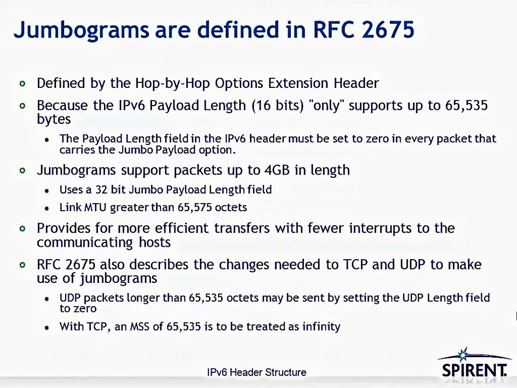So that will provide for more efficient transfer of data with fewer interrupts to the communication hosts, so they can process one larger packet rather than a large number of smaller packets. There's also changes that would need to take place to support Jumbograms with the TCP and UDP protocols. So UDP packets longer than 65,000 bytes may be sent by setting the UDP length field to 0. With TCP, an MSS of 65,000 bytes is treated to be as infinity.